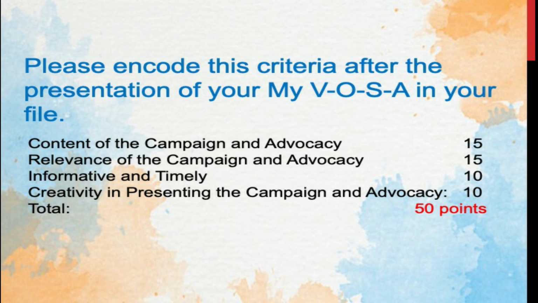This time, let's talk about how your work will be graded. First, you have content of the campaign and advocacy. It will be given 15 points. Then the relevance of that campaign and advocacy to the community. Is it important for the community? Is it needed? 15 points. Is it informative and timely? 10 points. And also creativity in presenting the campaign and advocacy. That's 10 points with a total of 50 points.